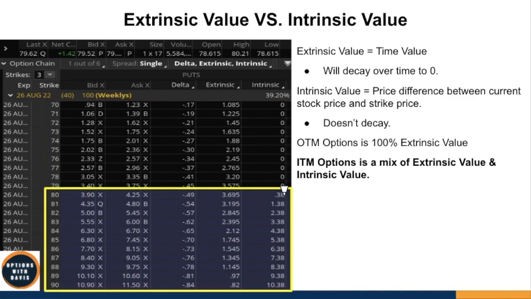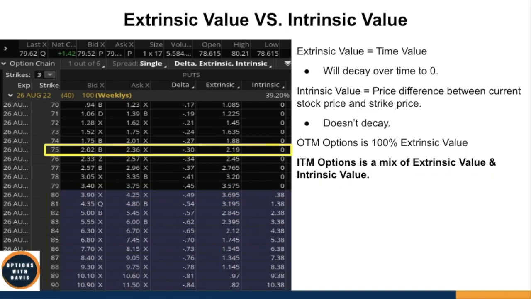Now on the other hand, in the money options are a mix of extrinsic value and intrinsic value. So you can see these two columns down here, there's a mix of both of them. I want you to just imagine right now we are short the 75 strike.